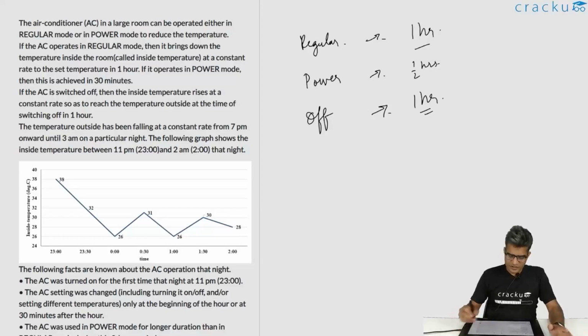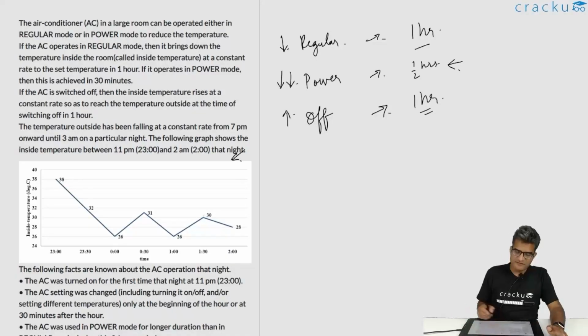One thing that you notice when you're looking at this graph is that if the AC is in a regular mode, the temperature will go down. When the AC is in a power mode, the temperature will go down, but it will go down faster because the AC will cool quicker. It just takes half an hour to reach the required temperature. It will go up only when the AC is switched off. So now if you are looking at it, at this point the AC is switched off. At this point also the AC is switched off.